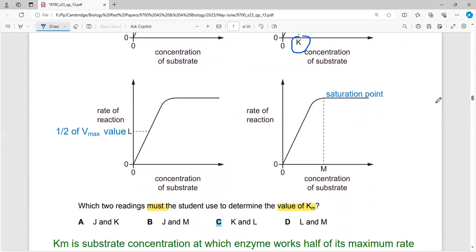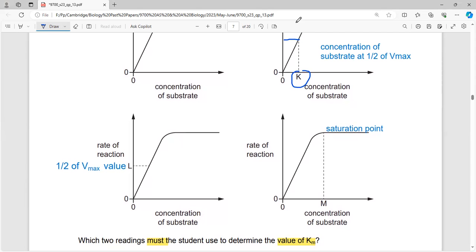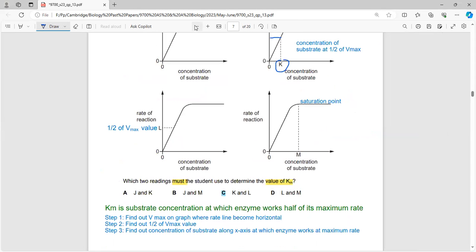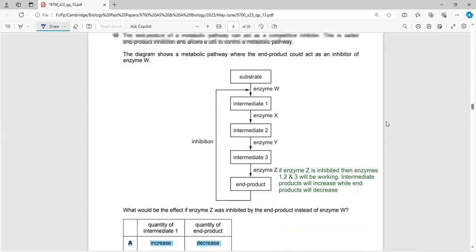These 2 are a must for us to identify. So the correct option for this question is C. Now we have done this, and we're going to proceed to question number 16.